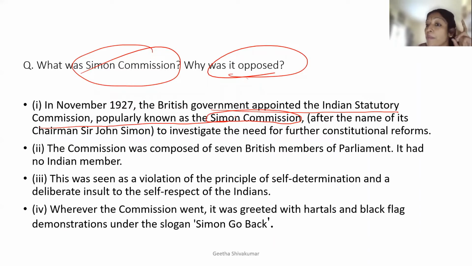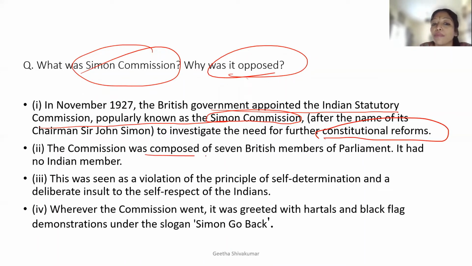Okay, so it is the British government that appointed a commission. But you will wonder that in that commission, there was not even a single Indian represented. The Britishers set up this commission to bring constitutional reforms. But for these constitutional reforms, they never felt that at least one member needed to be Indian. So that is one of the reasons why the Simon Commission was boycotted.